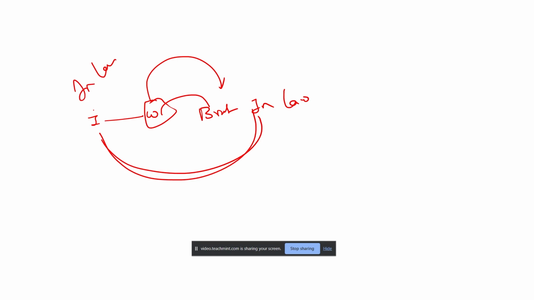Is it clear? Like my brother's wife is sister-in-law. My sister's husband's sister is my sister-in-law. Or my wife's sister is my sister-in-law. It doesn't matter. They will come to your family after marriage only. Then only you can call them as in-laws. Clear?